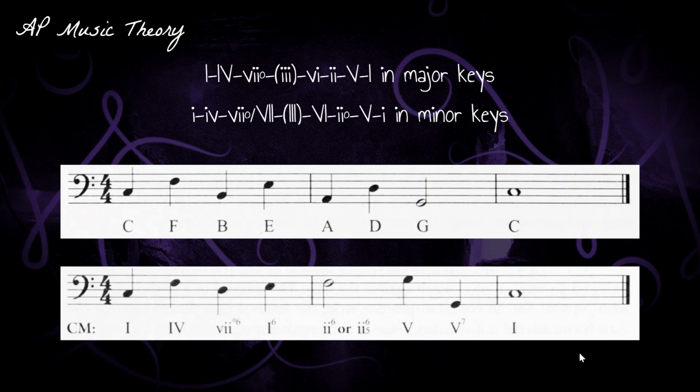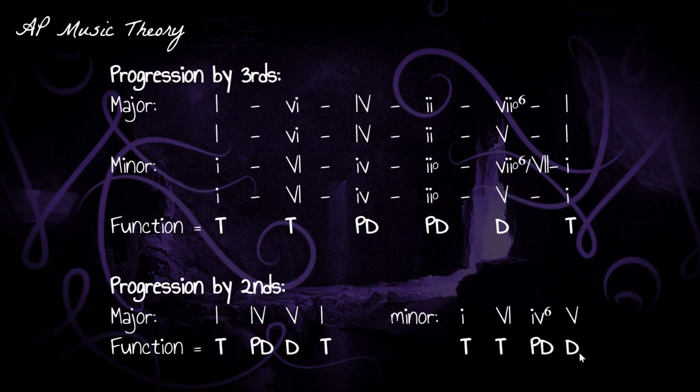Okay, progression by thirds. Progression by thirds is the movement of chords where the root of each chord is either up or down by a third. The most commonly used chain of thirds progression is this one, as we can see right here. Here's the minor, and then with the function we have the tonic.